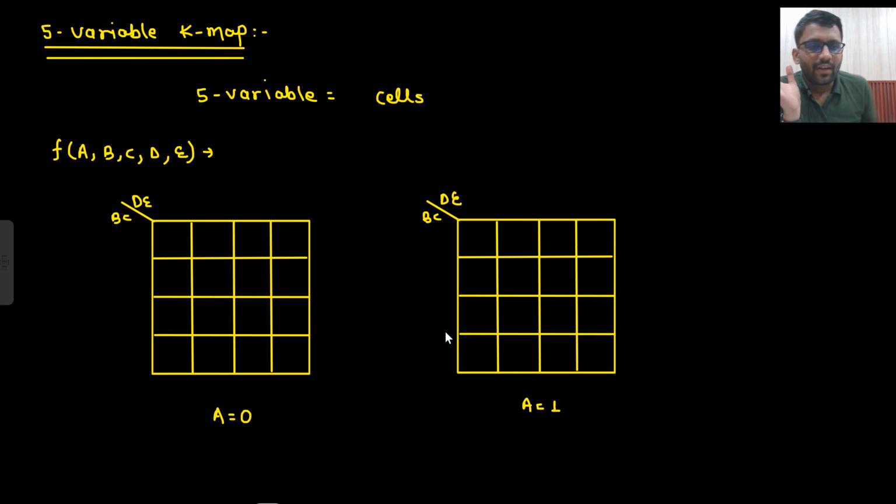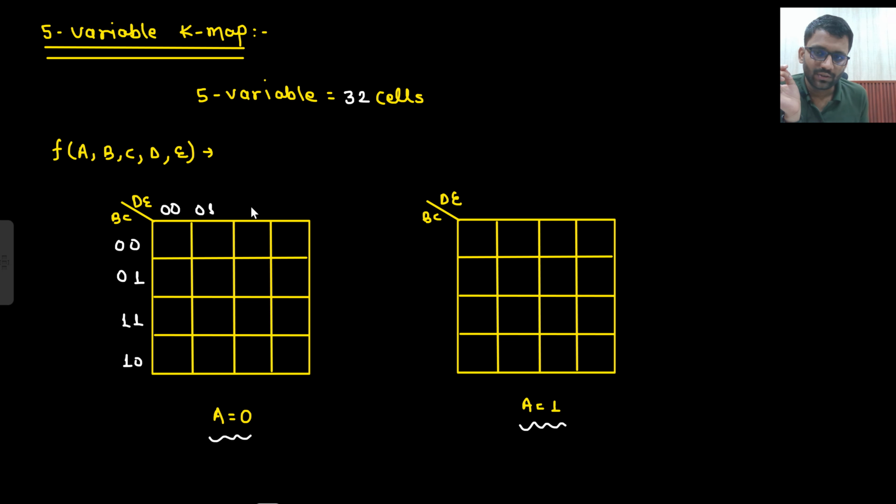For 5 variables we need to make 32 cells, right? If I make 32 cells on one grid only, that would be very typical. So 16 I have made here, 16 I have made here. For the first 16 I have assumed A to be 0, and for the other 16 I have assumed A to be 1. So for all these grids A is 0. What values can BC take? 00, 01, 11, 10. What can DE take? 00, 01, 11, 10.